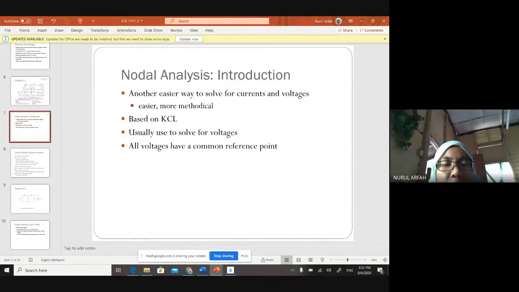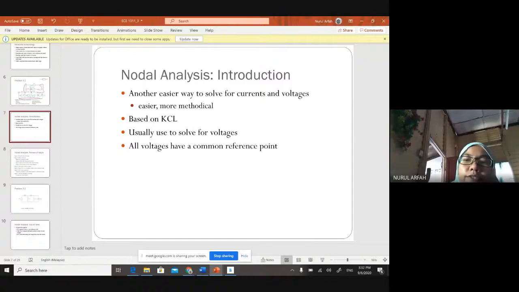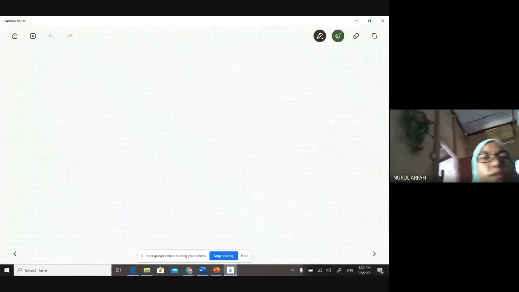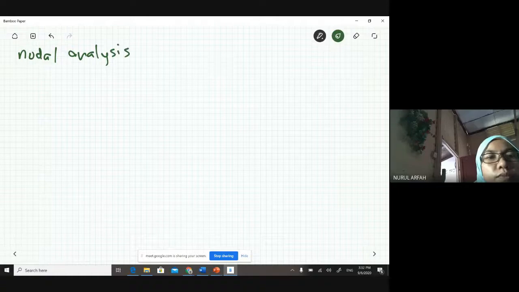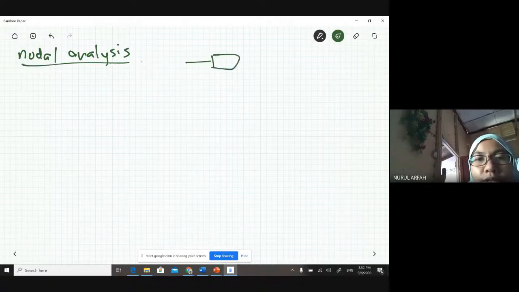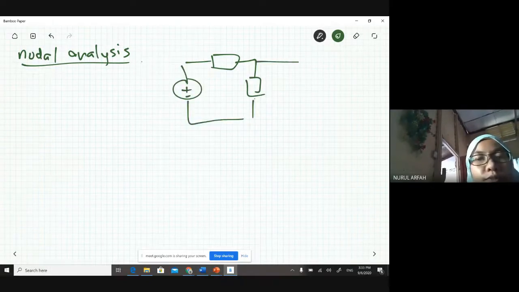Yeah, you need to apply KCL. But what are you going to look at first? A nodal analysis. Better I use here a nodal analysis. Basically, you will have maybe some elements and then some voltages, something like this.